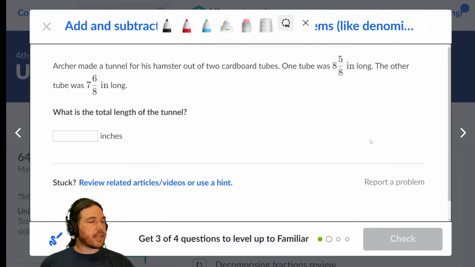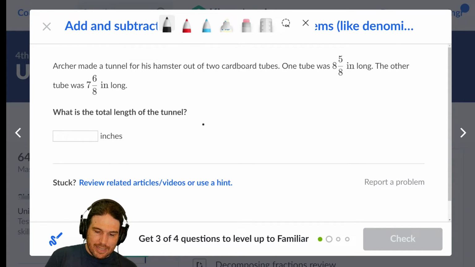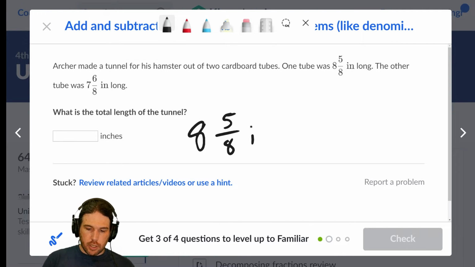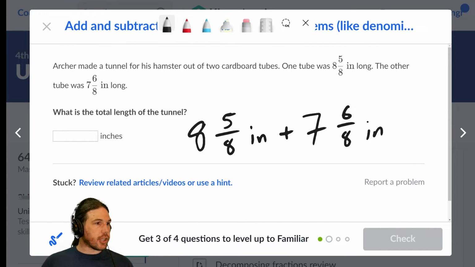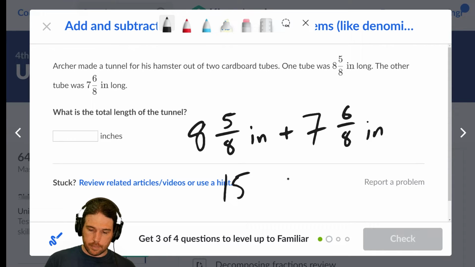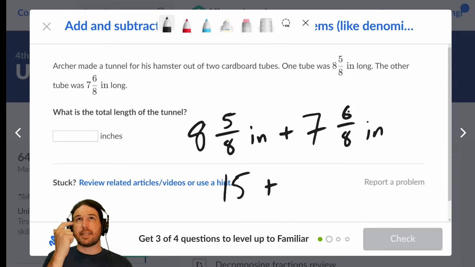All right, Archer made a tunnel for his hamster out of 2 cardboard tubes. One was 8 5/8 inches long. The other was 7 6/8 inches long. What was the total length of the tunnel? Total length means we are adding. So let's see. 8 plus 7 is 15. 5/8 and 6/8. Let's see. 6, 7, 8, 9, 10, 11/8.